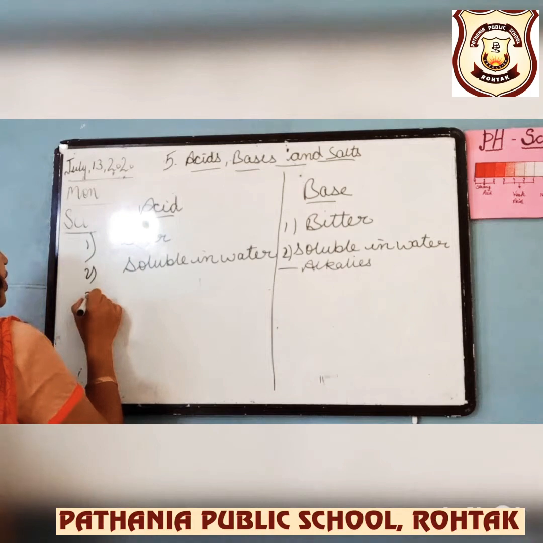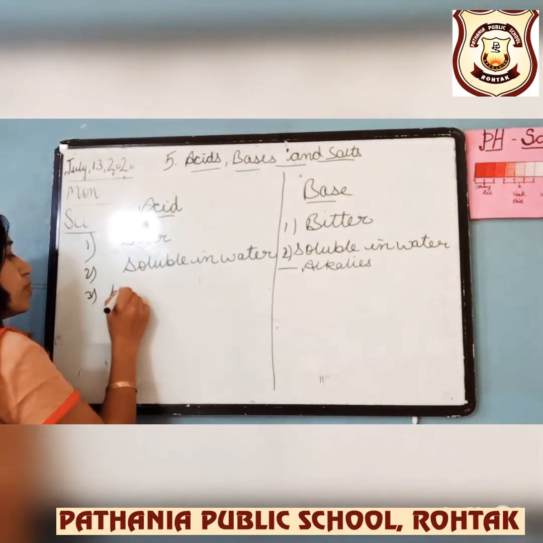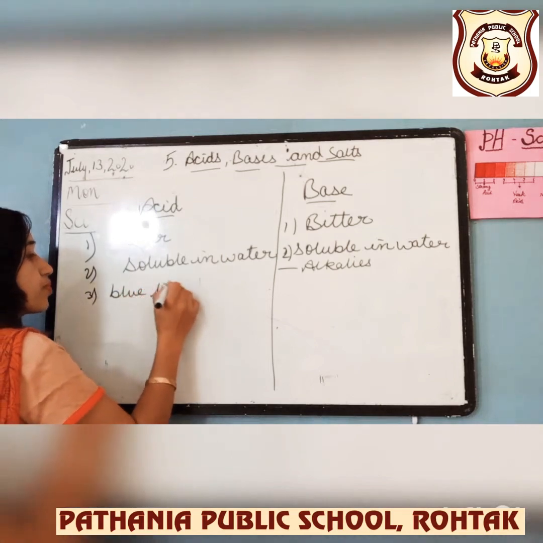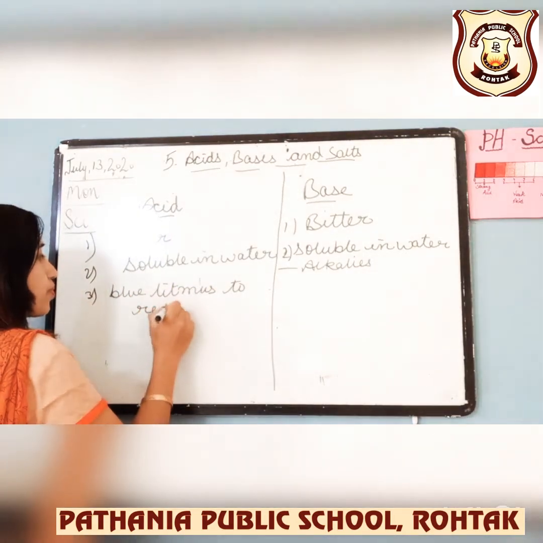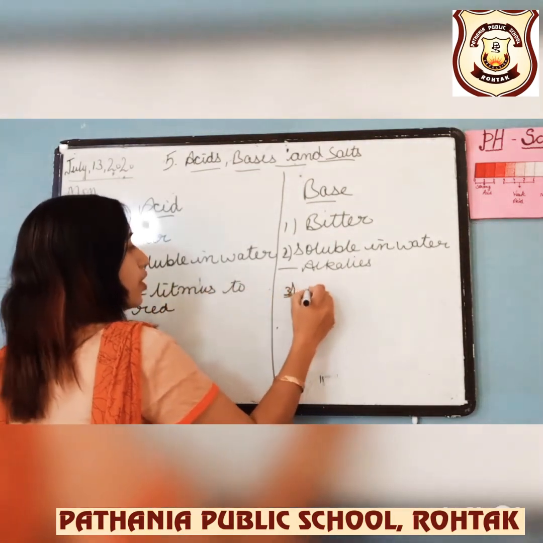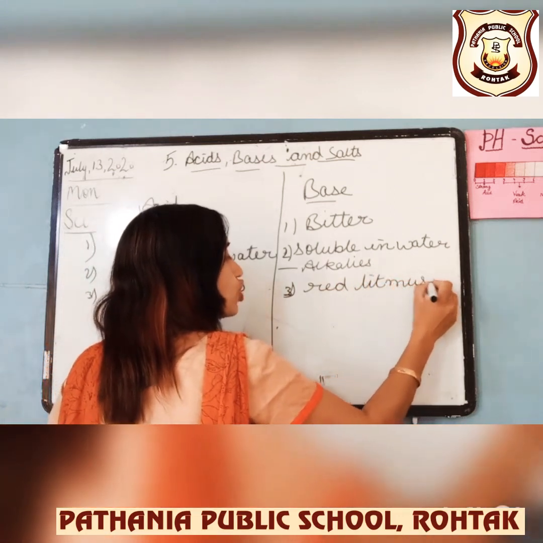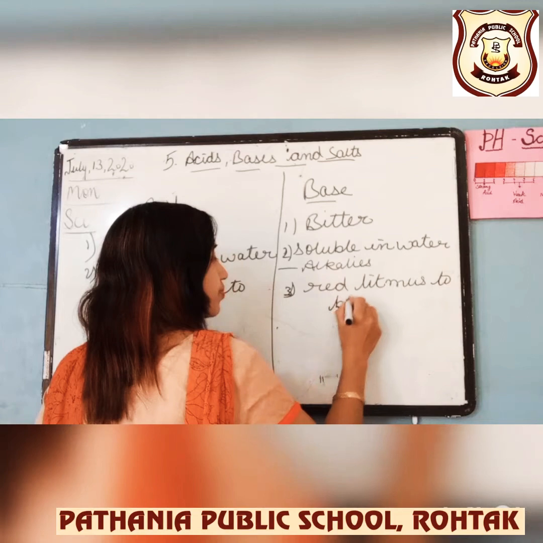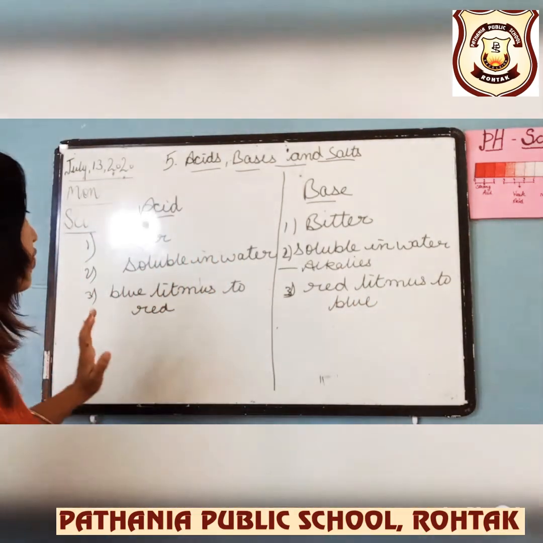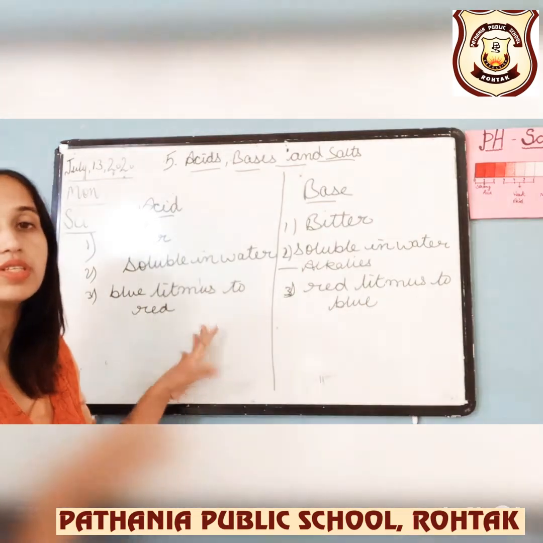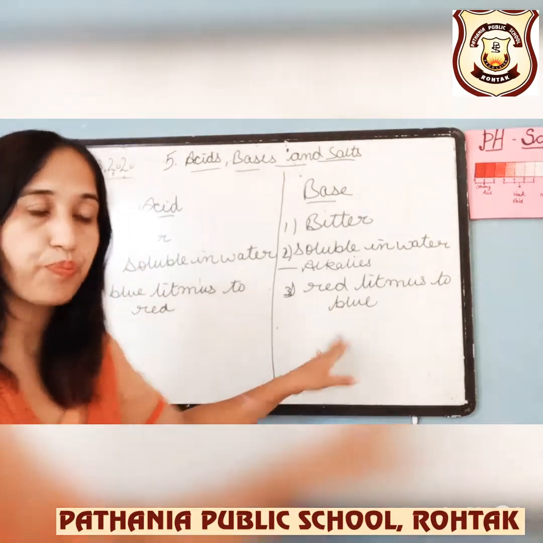Now, third, we are discussing that acid changes blue litmus to red, and base changes red litmus to blue. When we do the litmus paper test, we find out that blue litmus paper changes to red and the red litmus changes to blue.